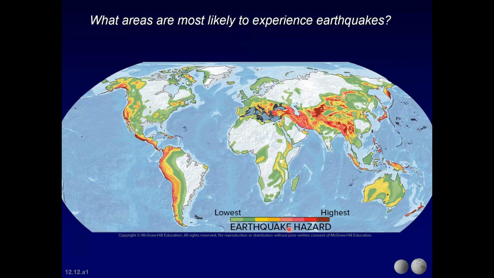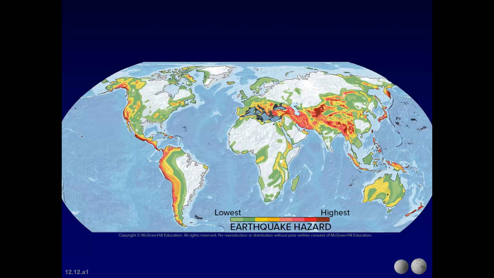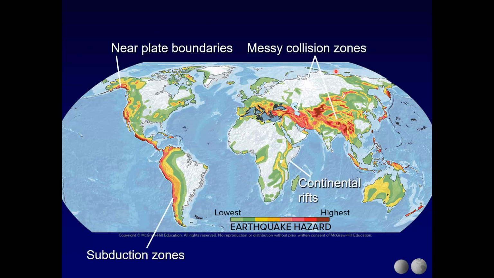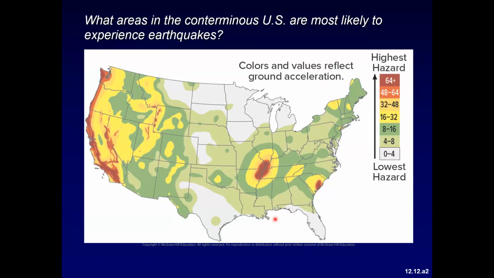So again, what areas are most likely to experience earthquakes? At this point, it's a review, but we're looking at the entire planet here. We know that we're going to see them along plate boundaries, along old fault systems within continents, and perhaps associated with hotspots. We can call these messy collision zones because there's a lot going on here in the continent. Continental rifts also, you'll have movement through earth materials. That's what we can expect.